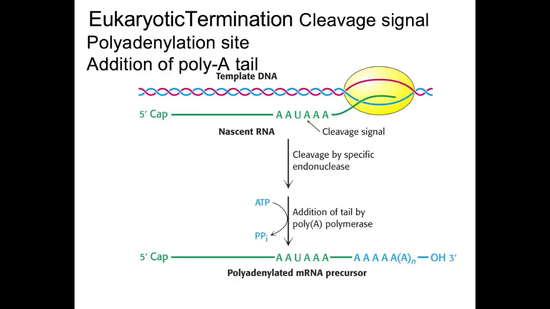So how do you form the tail? Well, there's a cleavage signal that's produced in the messenger RNA itself.